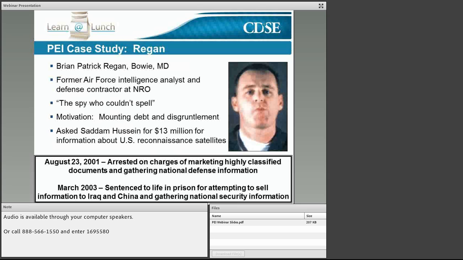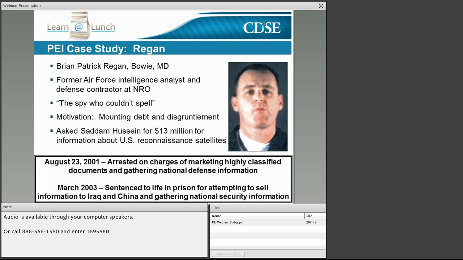I'd like to mention two cases where cleared individuals exhibited PEI. In August 2001, Brian Regan, a former Air Force intelligence analyst and National Reconnaissance Office, or NRO, contractor, was arrested just before flying to Switzerland. Information found on him at the time of his arrest contained coded coordinates of Iraqi and Chinese missile sites and addresses for the Chinese and Iraqi embassies in Switzerland and Austria. In 2003, Regan was sentenced to life imprisonment.